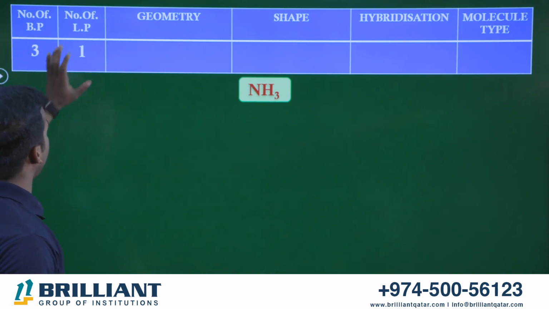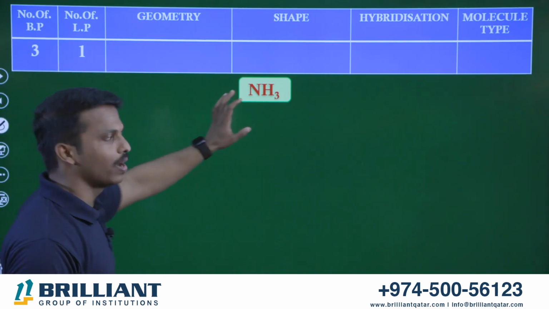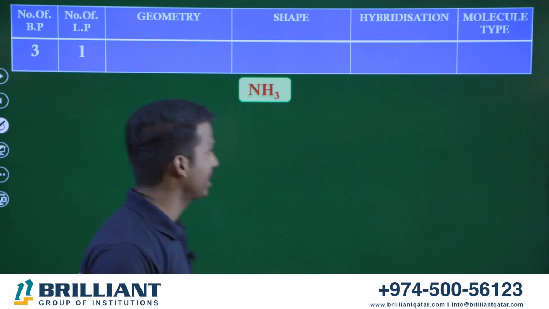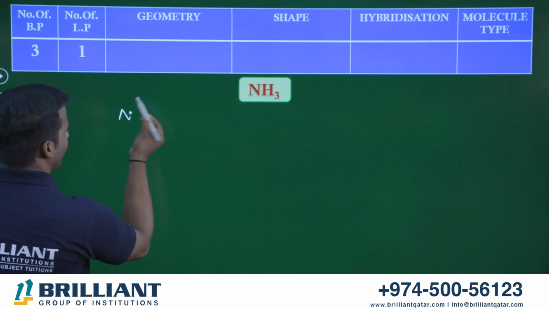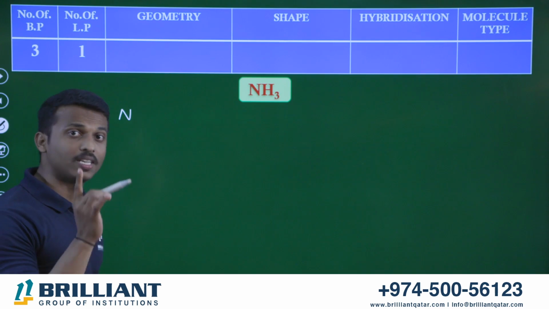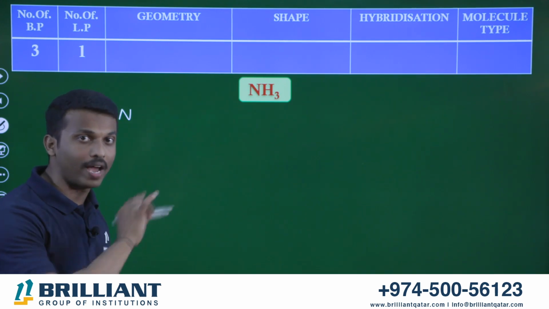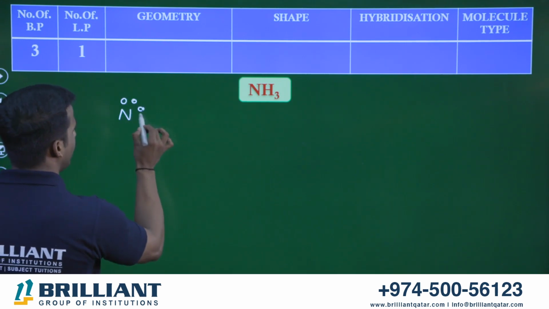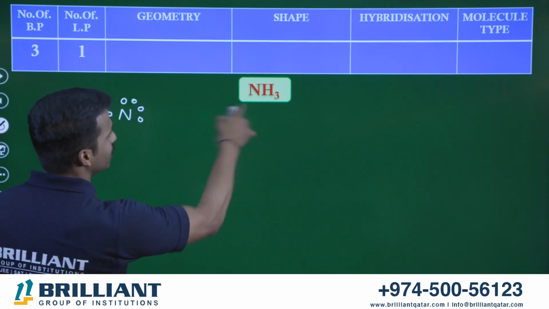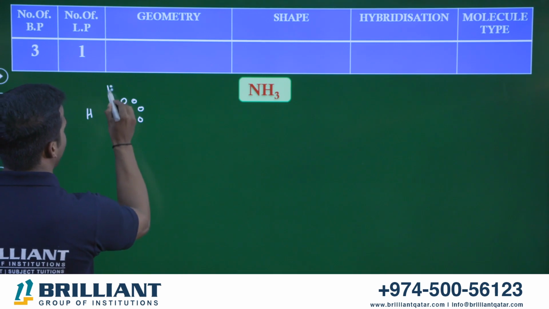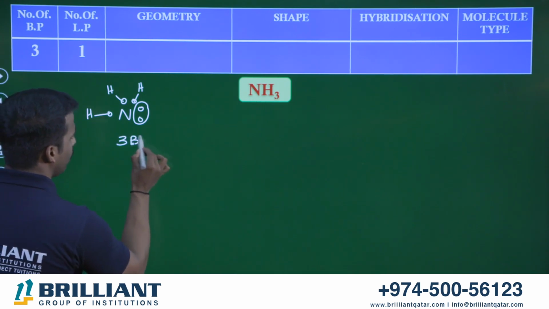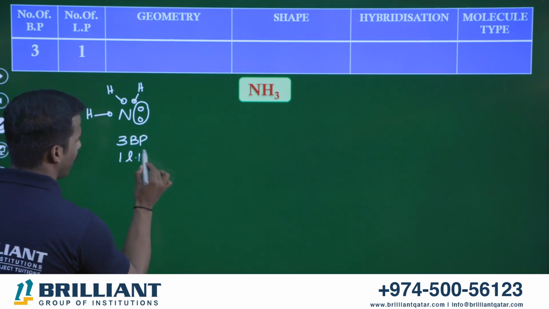Next we can go to the system with 3 bond pairs and 1 lone pair on the central atom. Example ammonia. What is the geometry and shape of ammonia? Let's find out. Which is the central atom? Nitrogen. Nitrogen atomic number 7. So 2, 5 is the configuration. Valence electrons 5. So 1, 2, 3, 4, 5. It is surrounded by 3 hydrogen atoms. You know, each hydrogen needs 1 more electron. So calculate. There are total 3 bond pairs and 1 lone pair.